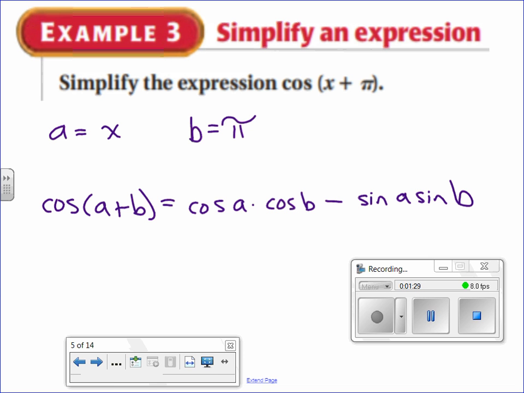All right. Everywhere we see an A, we'll put an x in. That's different from yesterday. Everywhere we see a B, we'll put a pi in. Yesterday, we were always just sticking numbers in. So this is a little different. x goes in for A, pi goes in for B.